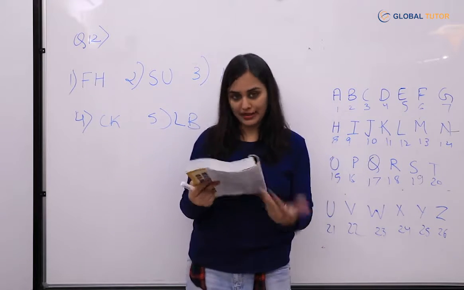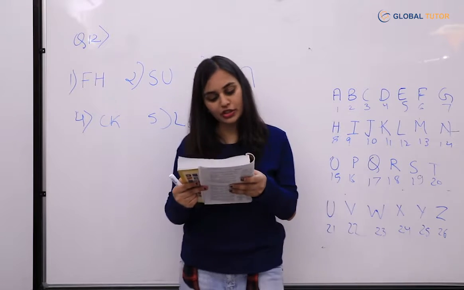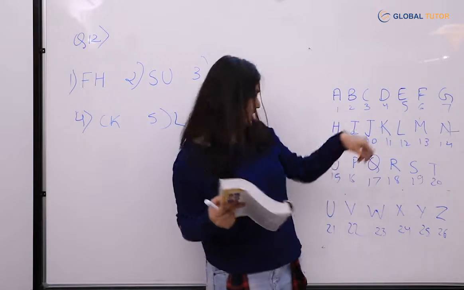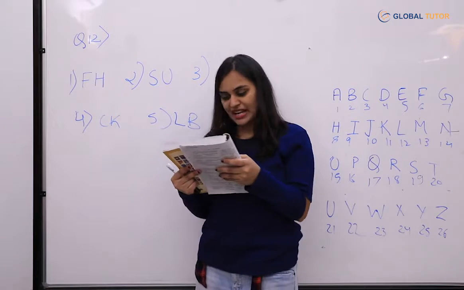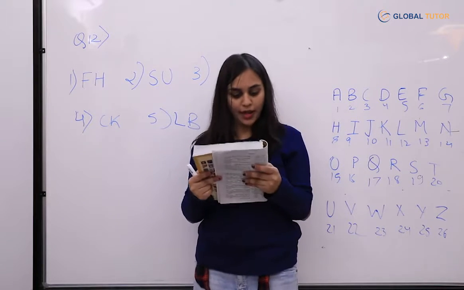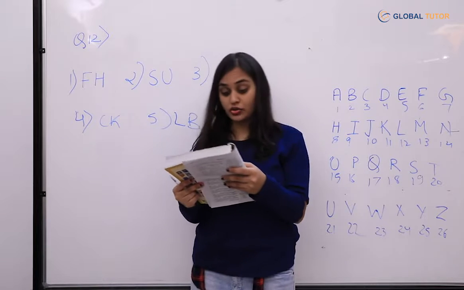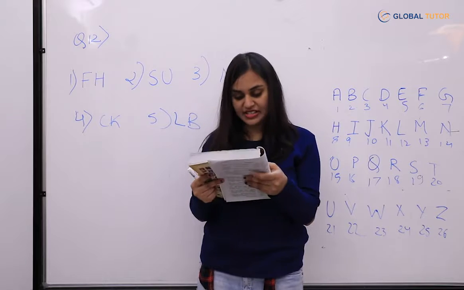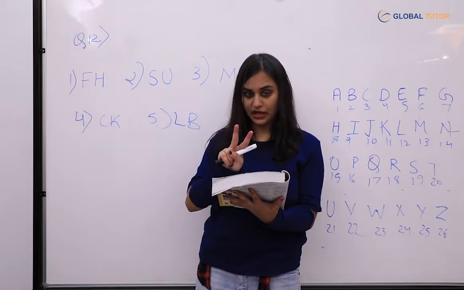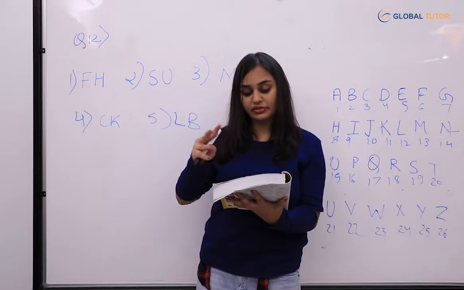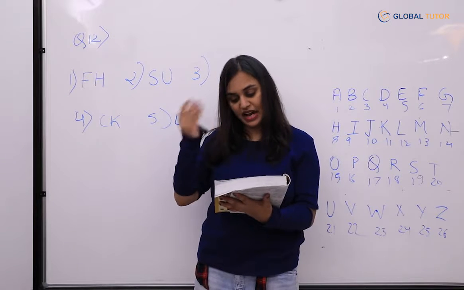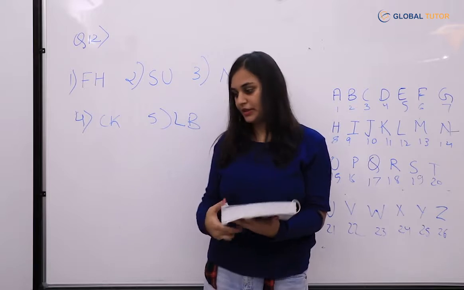So I'll read out the question. 4 of the following 5 are alike in a certain way based on the English alphabet series, which is this, and hence form a group. Which is the one that does not belong to the group if the English alphabetical series is broken into 2 equal halves. That is, the first 13 alphabets are clubbed together and the last 13 alphabets are clubbed separately.